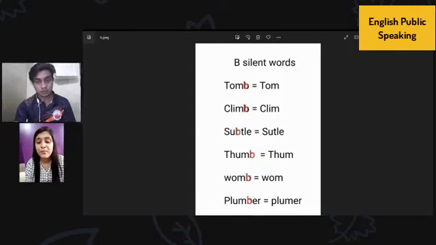Next, it's very common, and most of the people make the mistake. It's not plumber with a B sound, it's plumber. Okay, so in this way there are lots of words in our dictionary. We have to always remember that after L, after M, and before T we have to silence the B letter, and we have to pronounce the word correctly. Okay, so let's move to the C letter.